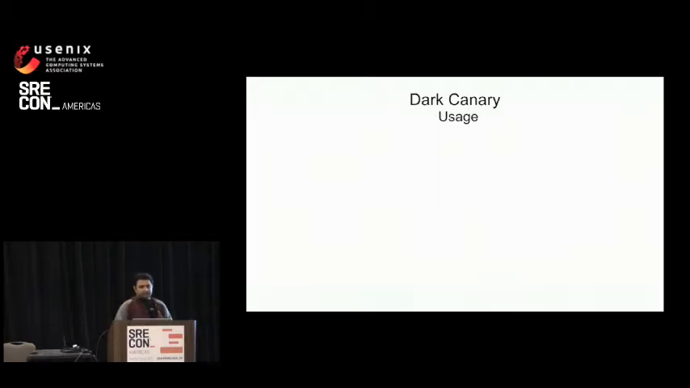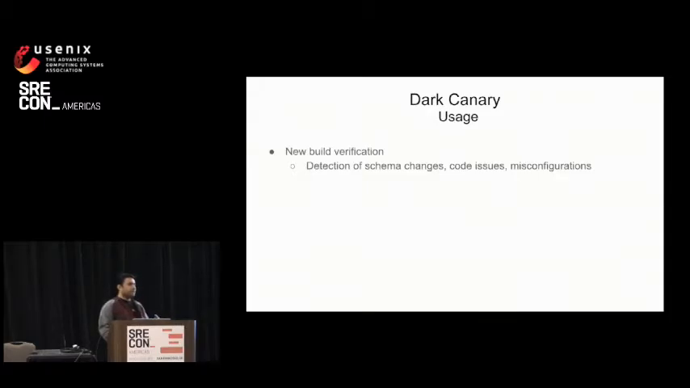What are the advantages we have seen so far? It made new build verification faster. It detects schema changes. A lot of times we assume that, okay, we have an update in Kafka, we are working with different teams, we request a new schema version change, and we expect that to happen, but in reality it's not. So we can detect all that before hitting the canary node.